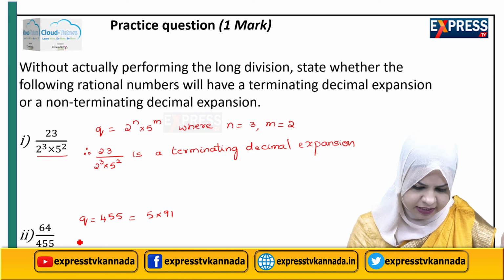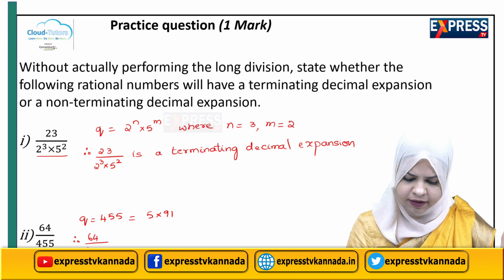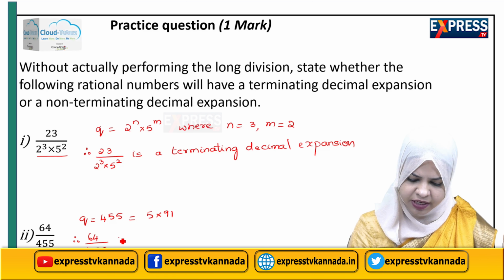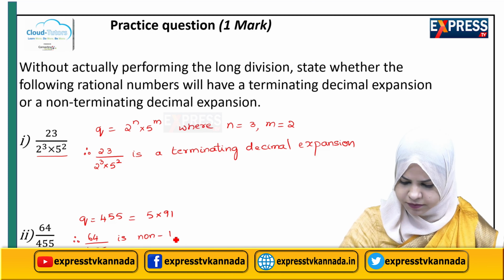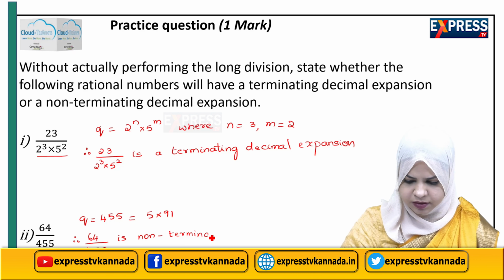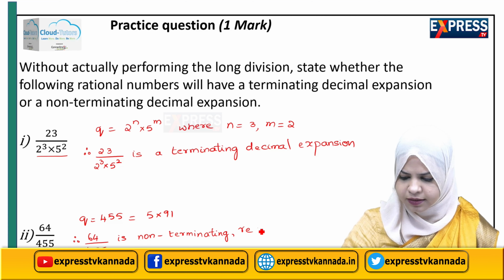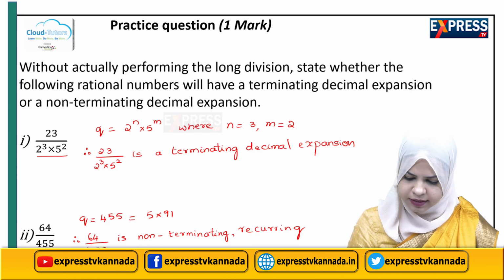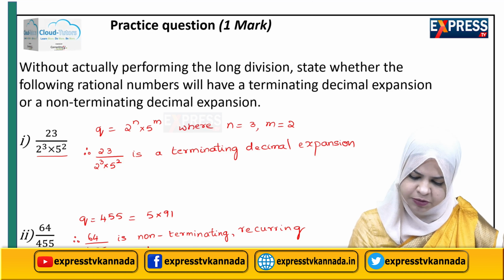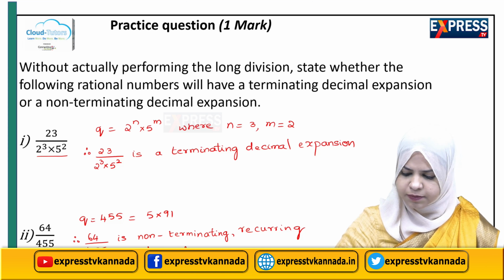Okay. So let's write the statement. Therefore, 64 divided by 455 is non-terminating and recurring. I hope you all know what is recurring, right? Recurring means which keeps repeating. Decimal expansion.